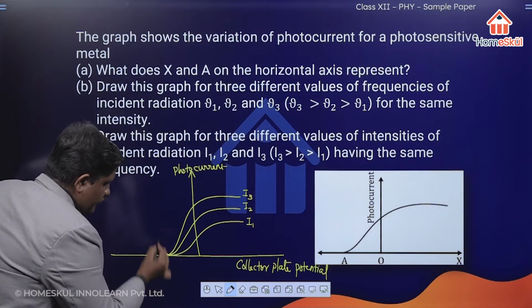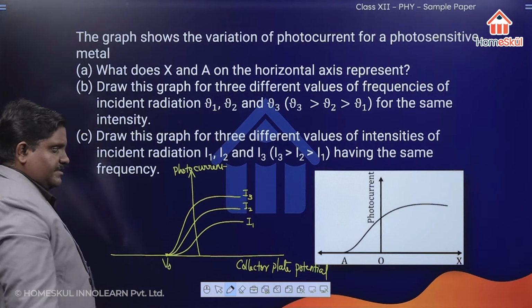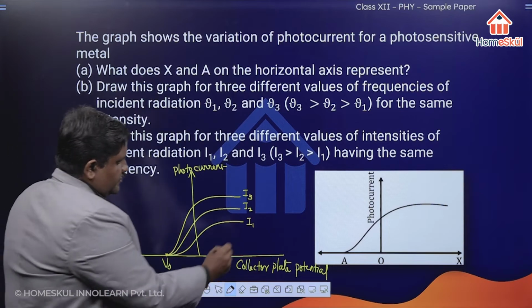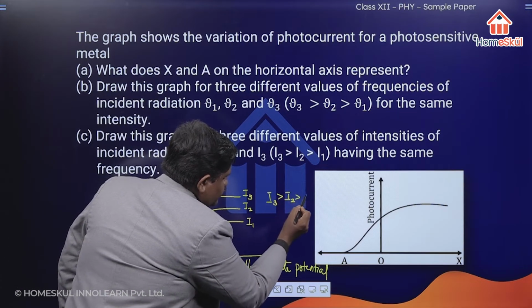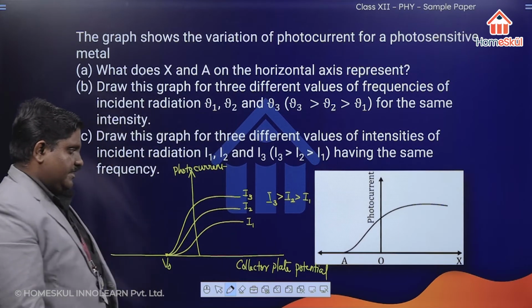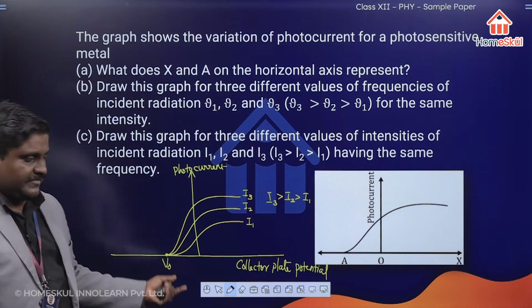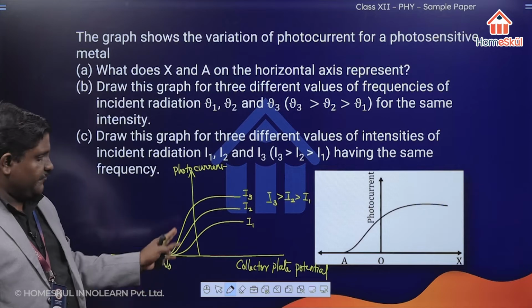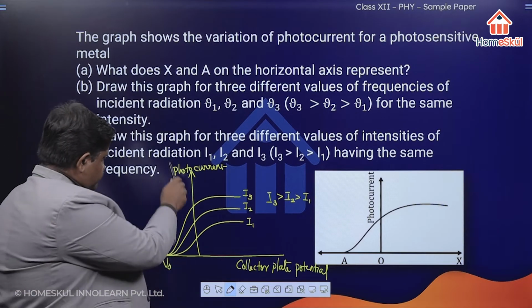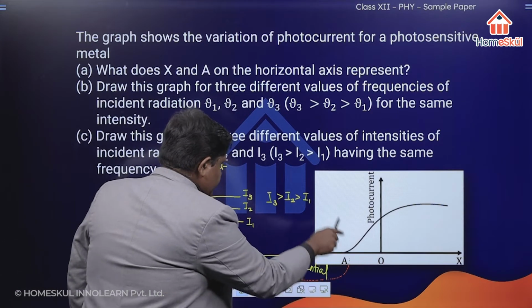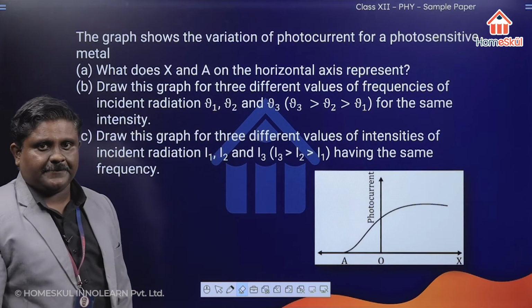Here the stopping potential V0 is the same. This is the graph for I3 greater than I2 greater than I1. In this graph the frequency is the same, that's why the stopping potential is the same for all the intensities. Clear? So this is the answer for sub-question C.